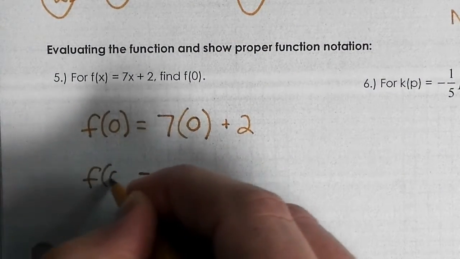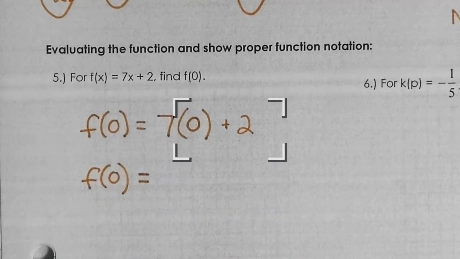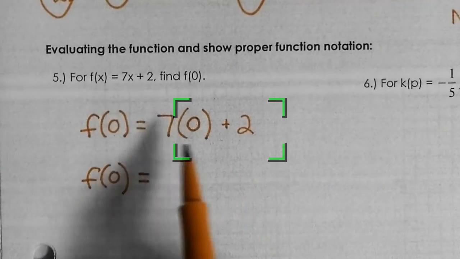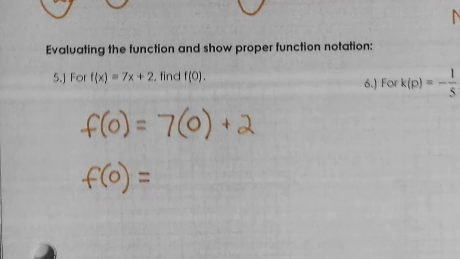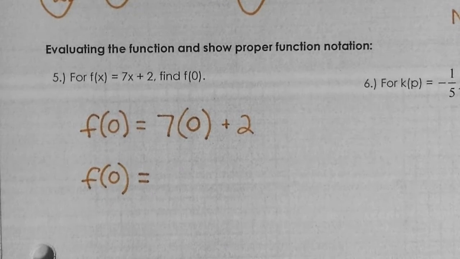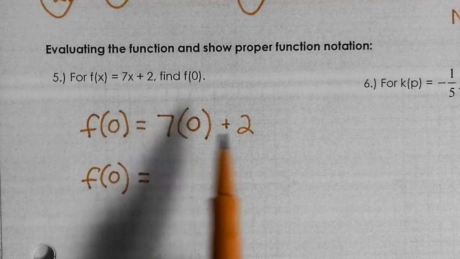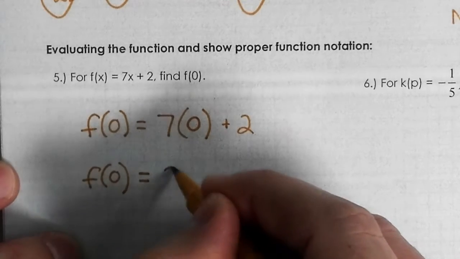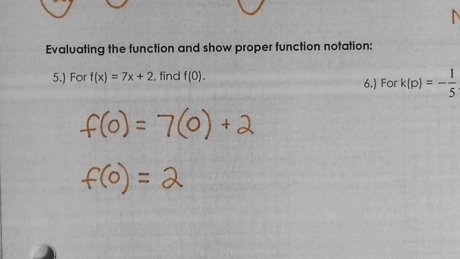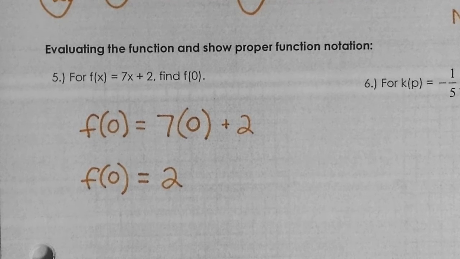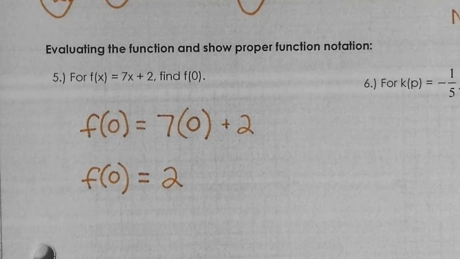So f of 0 equals, and then really if you plug that into the calculator exactly the way it is, 7 parentheses 0 plus 2, you'll be able to get your answer. But what's 7 times 0? 0. What's 0 plus 2? 2. So the answer is 2. If you want to use your calculator, if you want to check my work, plug that into your calculator, see if you get the same thing. All right?